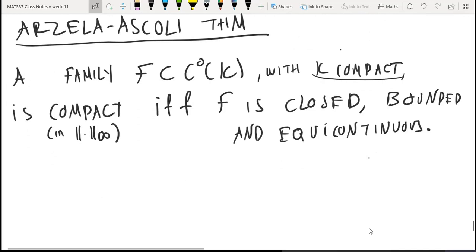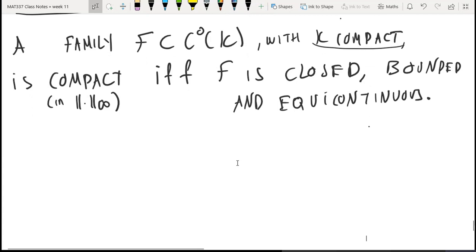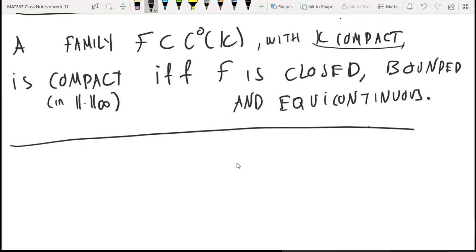Oh, let's see, we have half an hour. So I'll do the easy direction, then I have to talk about totally bounded, and then next Thursday, we finish up. So this is the theorem. Let's do the sufficient direction. Let's show, assume F is compact.